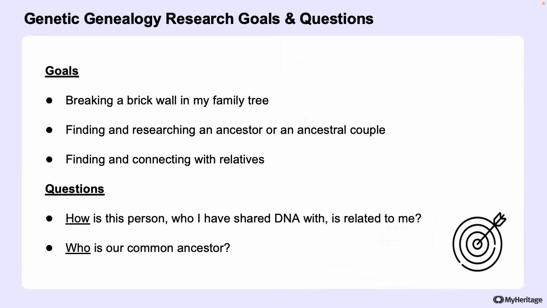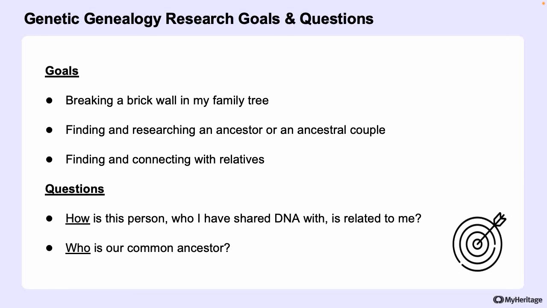It's always good to have a clear goal or question in mind when doing your research work, and each one of us can have different goals when working with DNA. It can be breaking a brick wall in my family tree: I have someone in my family tree that I don't know, and I want to pinpoint him or her and find more information about them. Other people can have a different research goal, like finding and researching a specific ancestor or ancestral couple. And it sometimes can be just finding and connecting with relatives that we didn't know before.